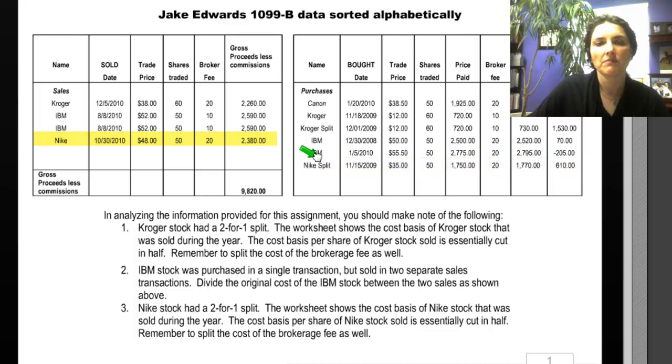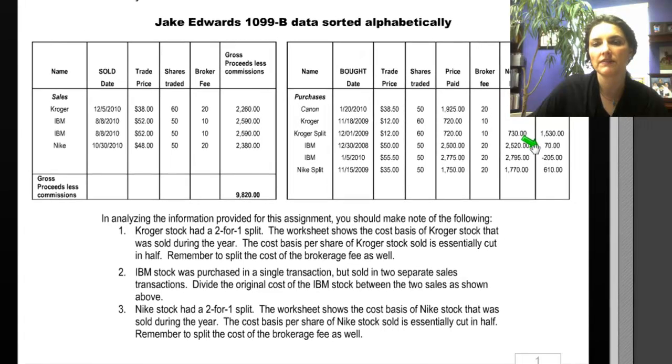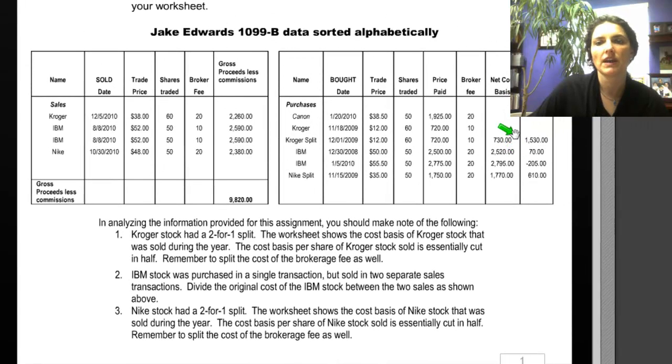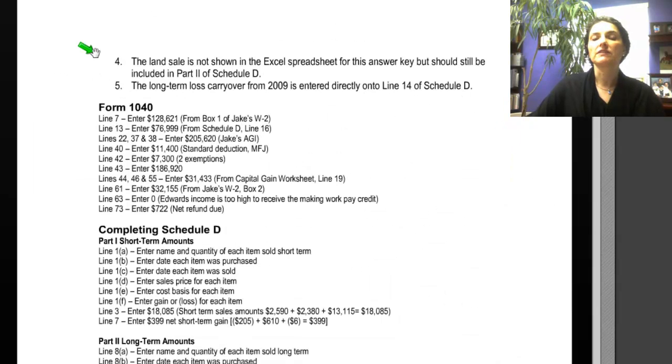And on the IBM, we have a short-term loss of $2.10, and we have a long-term gain of $70. And on the Kroger, we have a long-term gain of $15.30. So let's take this information and put it on the Schedule D. Now, don't forget about the land sale that we described in the problem. The land sale is not included on the Excel spreadsheet, but we still need to report it in Part 2 of Schedule D. And there's also a long-term loss carryover from 2009 that we need to enter on Schedule D.